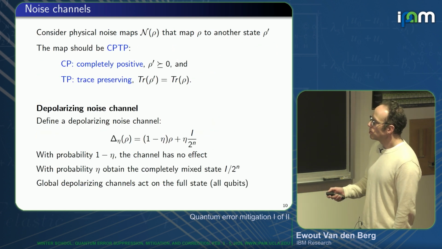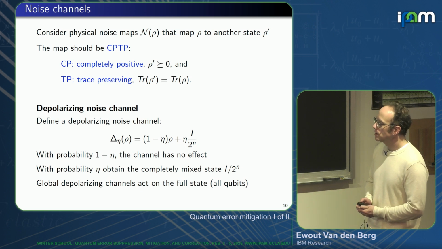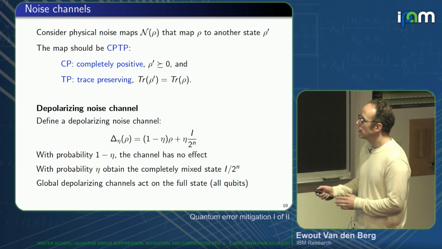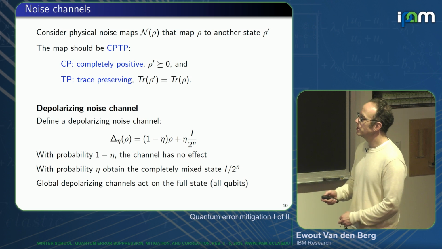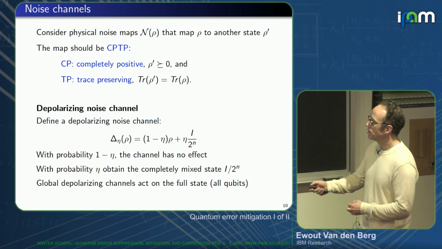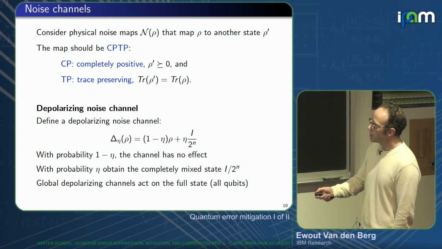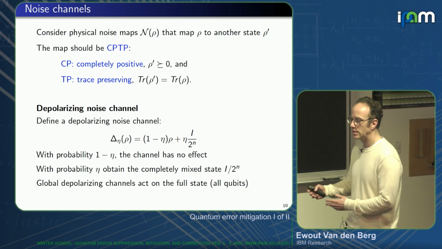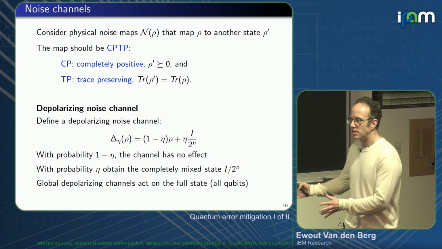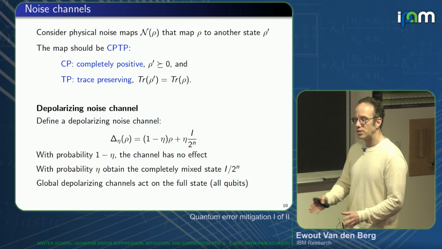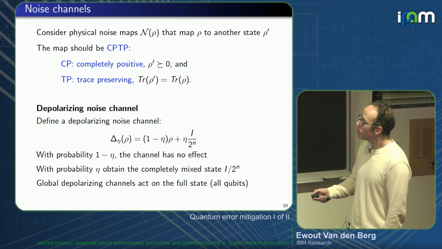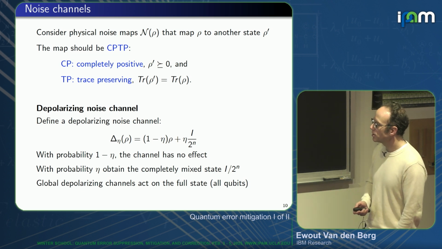Okay, so now let's look at some physical noise maps. So a noise map, what you want is it wants to map one state to another state, and that means that your map should be CPTP, so it's completely positive. It maps any PSD matrix to a PSD state, right? And it's also trace preserving. So the trace of rho prime is the same as rho. And that just means that if you apply the map to a state, you get a state. It stays physical. So as an example of a noise channel is a depolarizing noise channel.